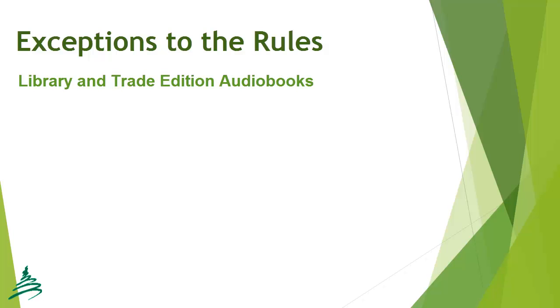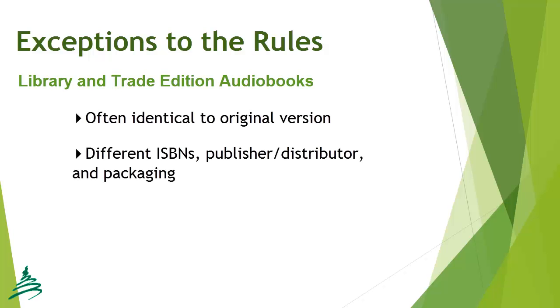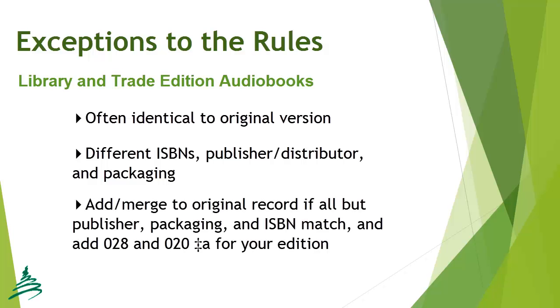When you merge these types of records, make sure you add the scholastic ISBN to the lead record. Another exception would be library and trade audiobooks. They are usually identical except for the ISBN, publisher or distributor, and packaging. You can merge with the original record if everything else matches. You'll definitely want to remember to add the 028 and the 020s for your edition. So when you merge the library and trade audiobook records, make sure whichever is the lead has both the ISBNs and the 028s from each record.